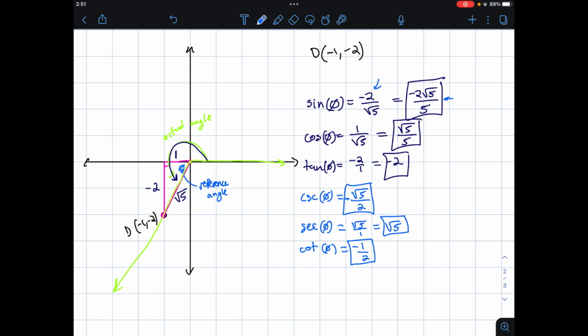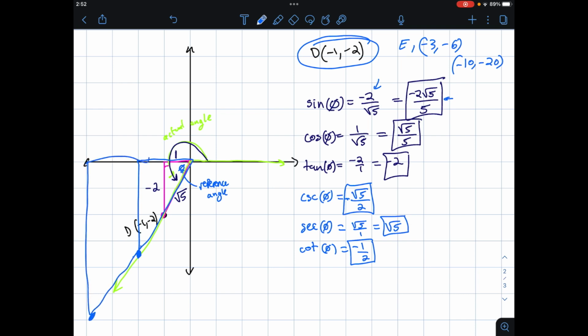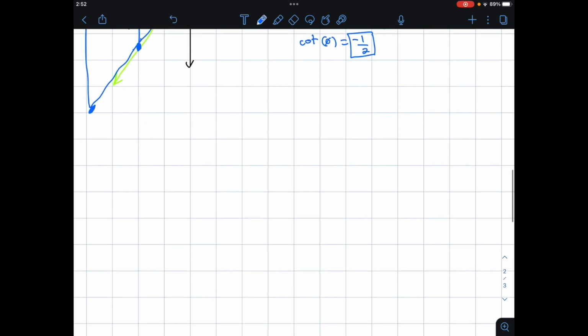And note that I could have picked any scale of this point. So I could have said some point E is like -3, -6, because that would still fall somewhere out here on this green line and would still be using the same reference angle. Or I could have said -10, -20 and gone way out here, but I still would be falling on the same reference angle. One more example for you.